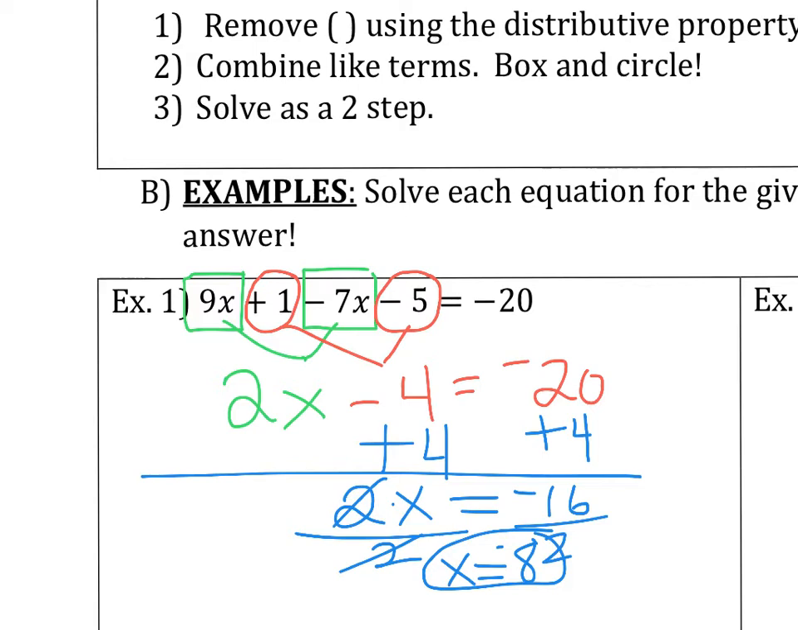Now, if you want to check this answer, all I want you to do is pull out your calculator, and every place you see x, you're going to substitute in negative 8. So you type in 9 times negative 8 plus 1 minus 7 times negative 8 minus 5. Hit enter, and it should give you negative 20.